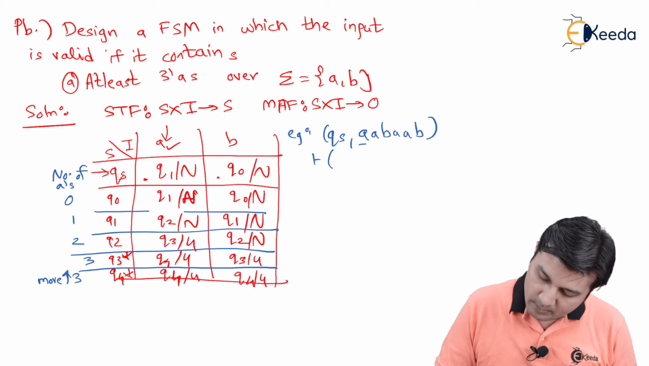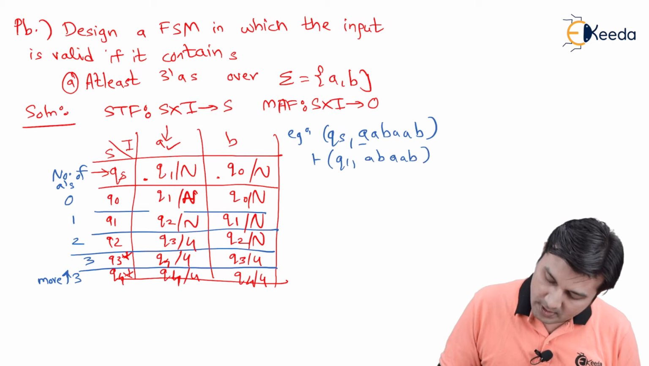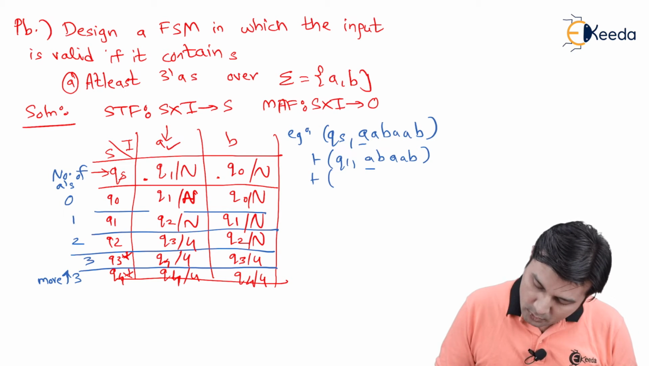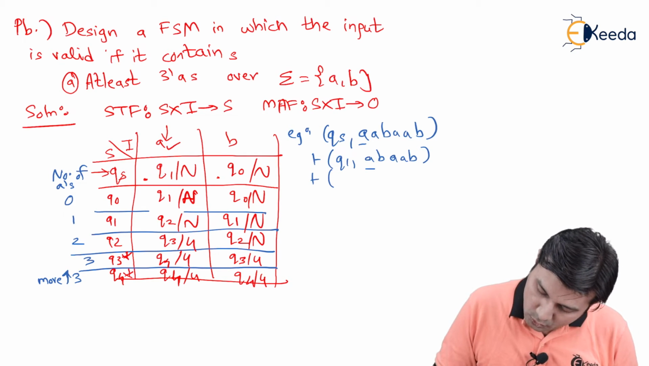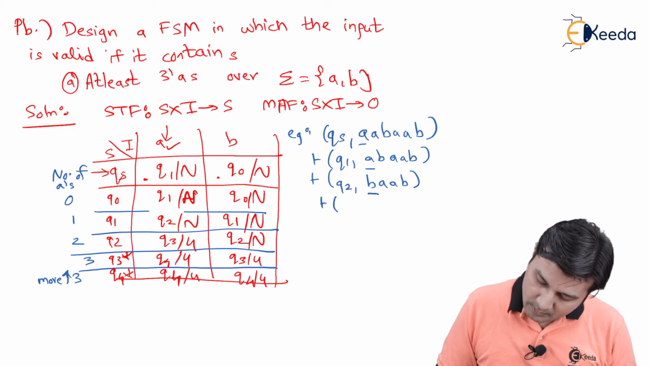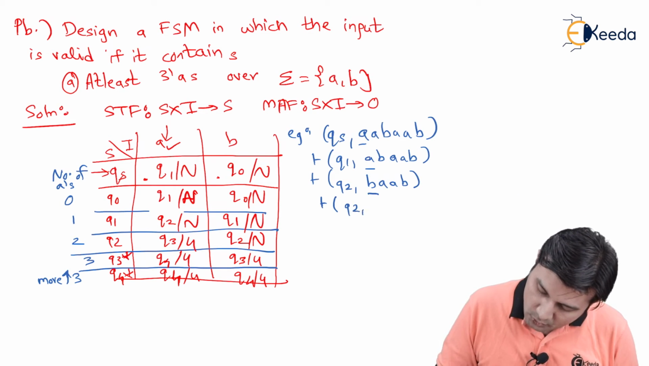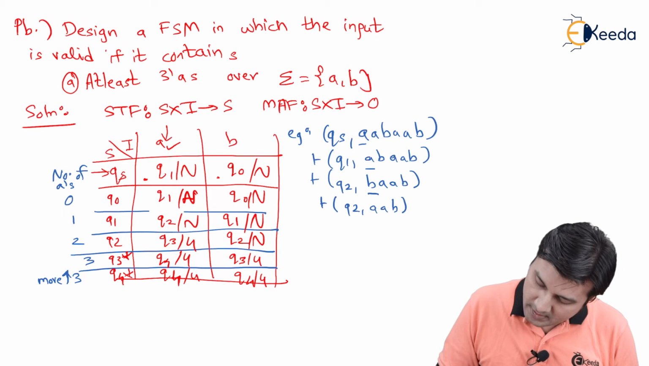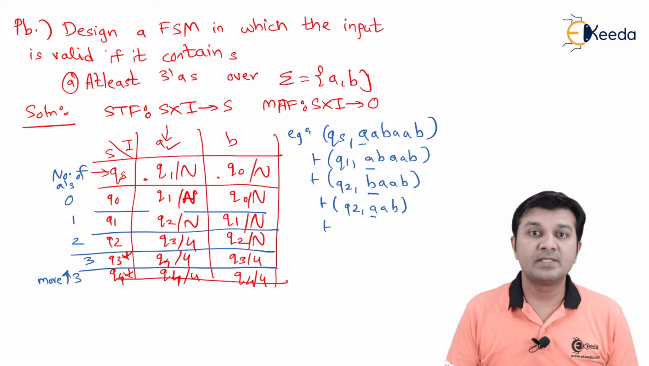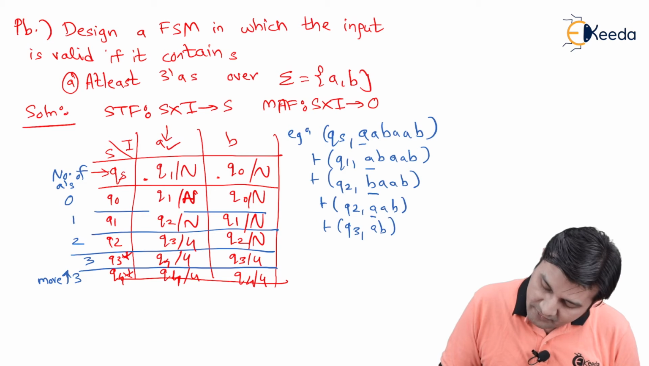QS on receiving input symbol A is going to Q1. Q1 on receiving input symbol A is going to Q2. What I have is B, A, B. Q2 on receiving input symbol B is going to Q2 again. So I have Q2, A, B. Q2 on receiving input symbol A will go to state Q3. So I have Q3 and left is AB.